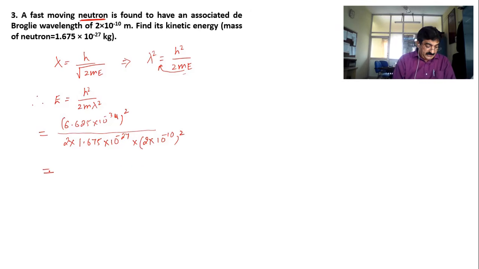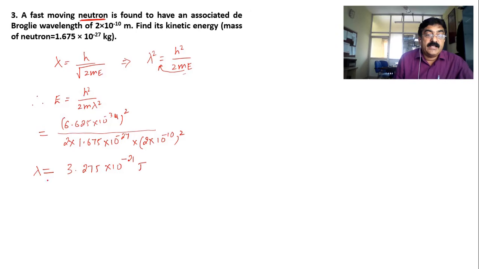Well, I do it. 6.625 into 10 to the power of minus 34 square divided by 2 into 1.675 into 10 to the power of minus 27 into 4 into 10 to the power of minus 20, because 2 into 10 power minus 10 whole square. Yeah, it comes out to be 3.275 into 10 to the power of minus 21 joule.